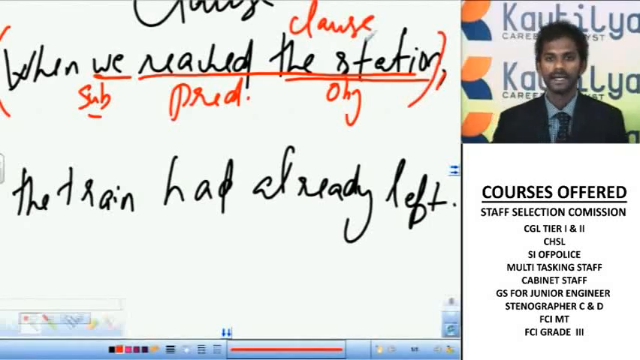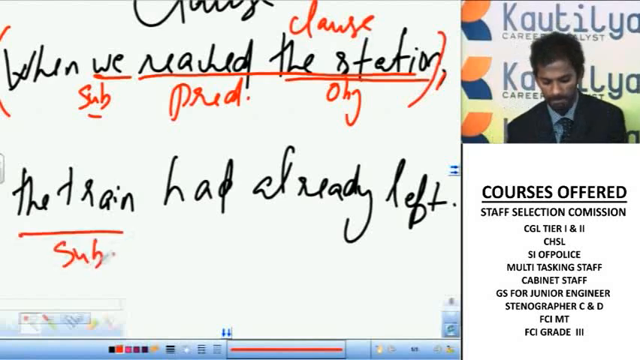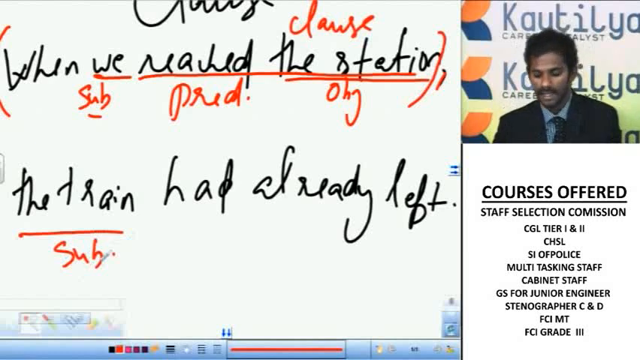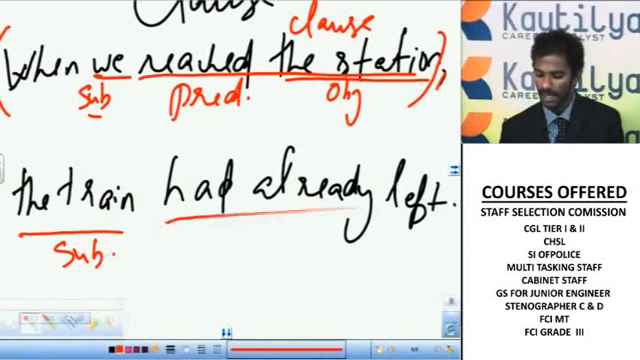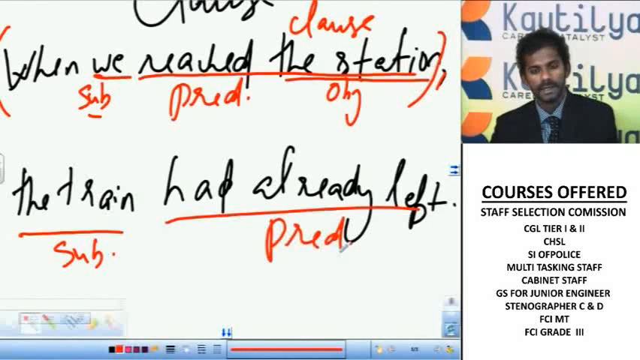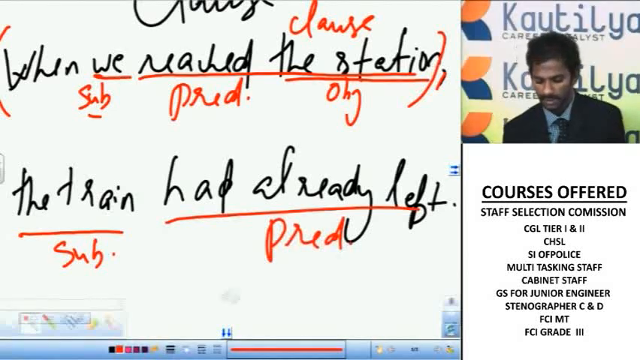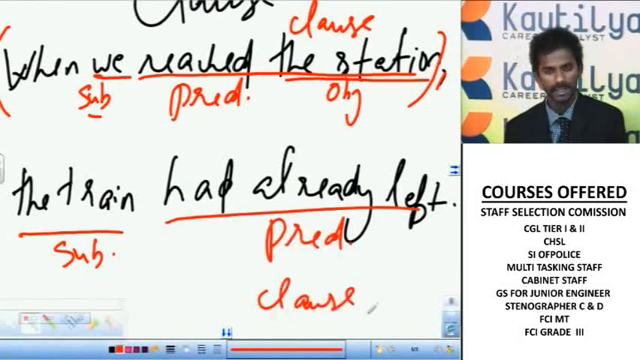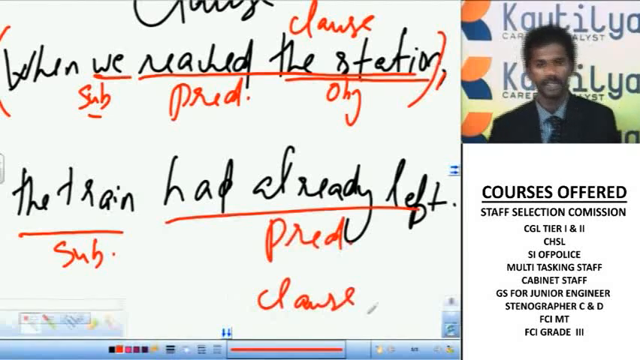Fine. Come to the second one. The train had already left. Subject is the train, right? Object. Is there any other noun or pronoun here? No. So there is no object in this clause. Actually, an object is not necessary, maybe there, may not be there. Predicate is had already left. Clear? So this can also be termed as a clause because it is also a part of a sentence containing a subject and a predicate.